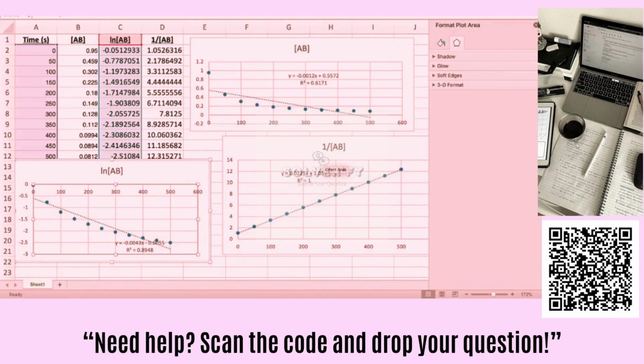When 1 over the concentration gives us the best straight line, it is second order. For second order reactions, the slope is the rate constant. So k is going to be equal to 0.0225.